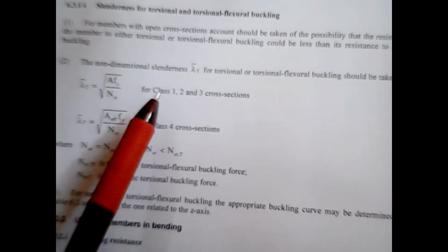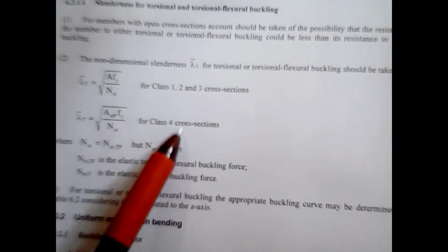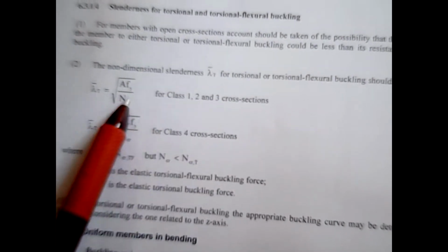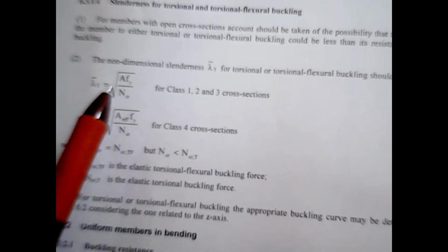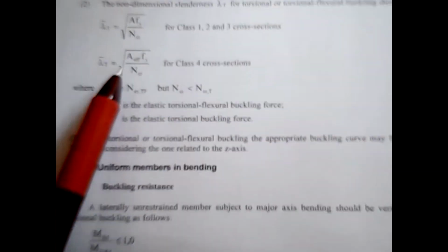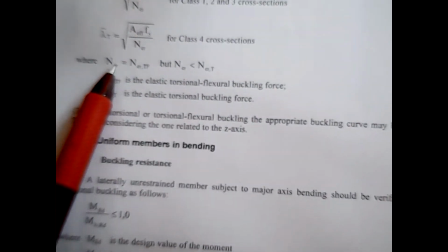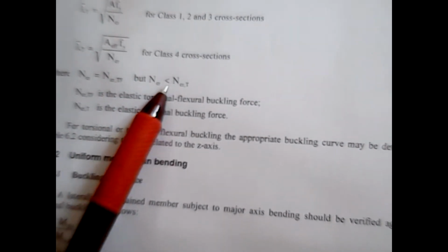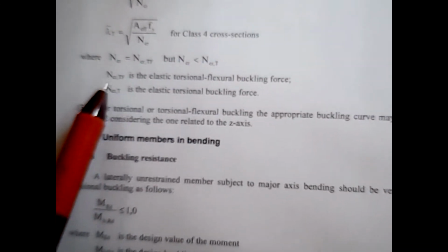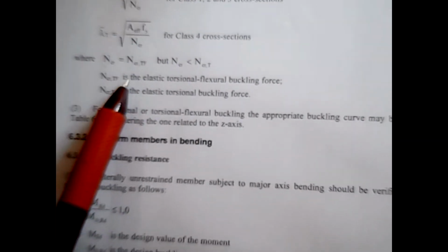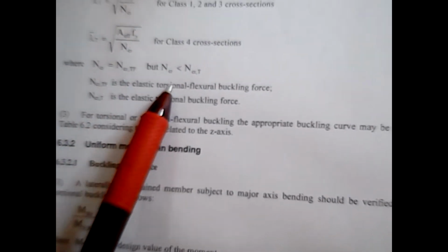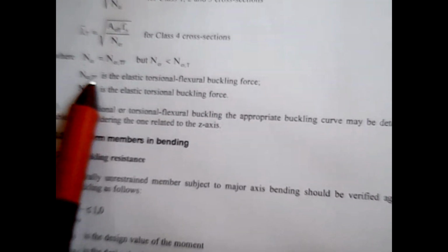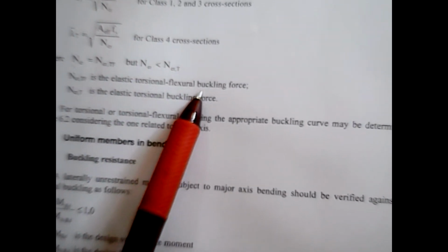Okay, so you are referring to which cross sections you are considering now. In this case, you are in class 1, 2, 3. So this is NCR. So for torsional, what is the NCR value? You need to have this. NCR is equivalent to NCRTF, but NCR must be less than NCRT. So what is NCRTF? NCRTF is the elastic torsional flexural buckling force.